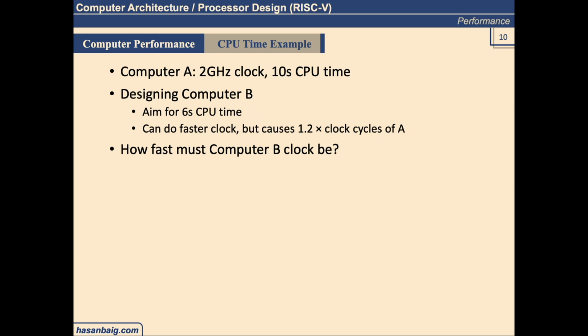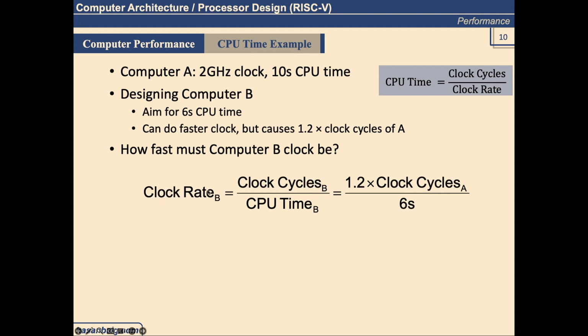So we have only discussed one formula, which is this: CPU time equals clock cycles over clock rate. What we can do is use this formula and apply it for computer B, because we need to determine the clock rate for computer B. We have been given clock cycles of B, which is 1.2 times the clock cycles of A, and CPU time of B is 6 seconds. It's already been given.